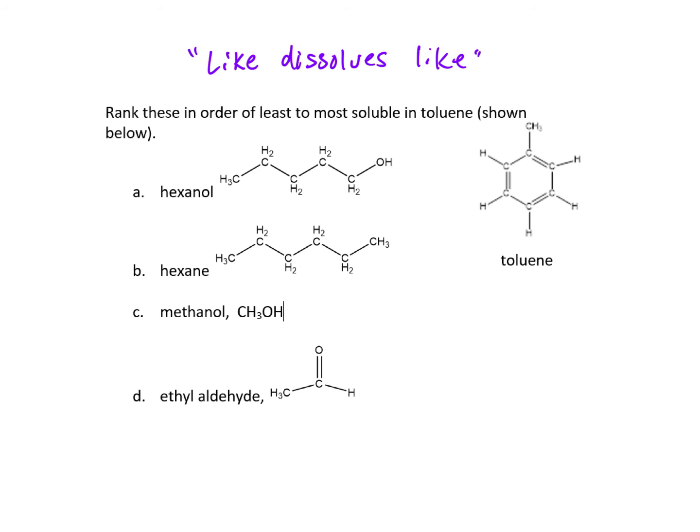So this question asks you to rank in order of least soluble to most soluble these 4 compounds in toluene. So toluene is our solvent. And the 4 options are the solutes.